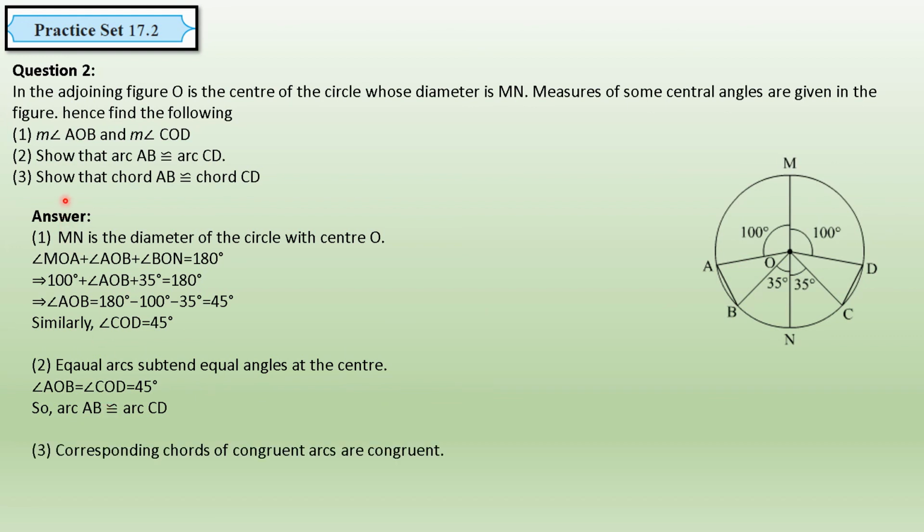Third one, we have to show that chord AB is congruent to chord CD. Now here we can use a simple property. If the arcs are equal, then their corresponding chords will also be equal or congruent. So we have shown that arc AB is congruent to arc CD. Corresponding to arc AB is the chord AB, and corresponding to arc CD is the chord CD. So by the simple property, if the arcs are congruent, their chords will also be congruent. So chord AB will be congruent to chord CD.